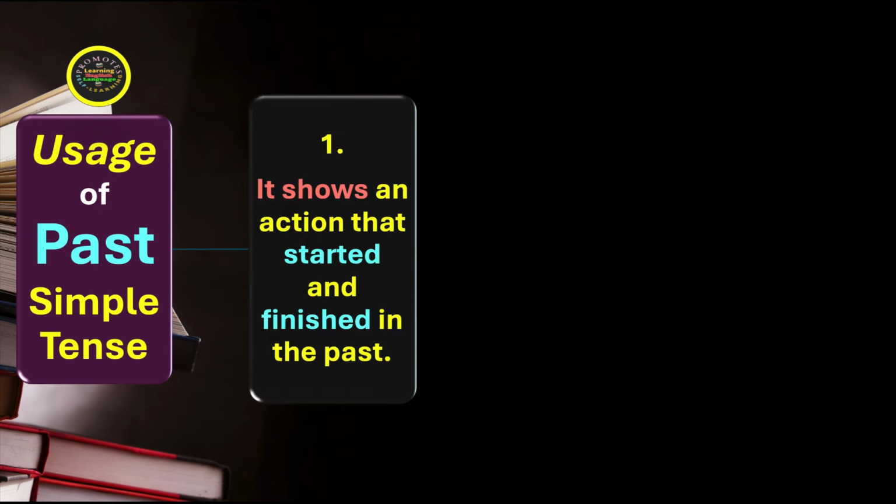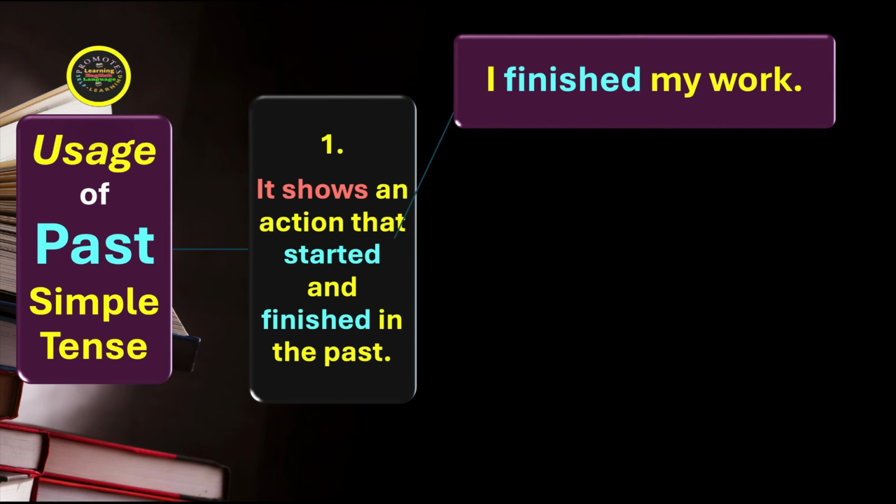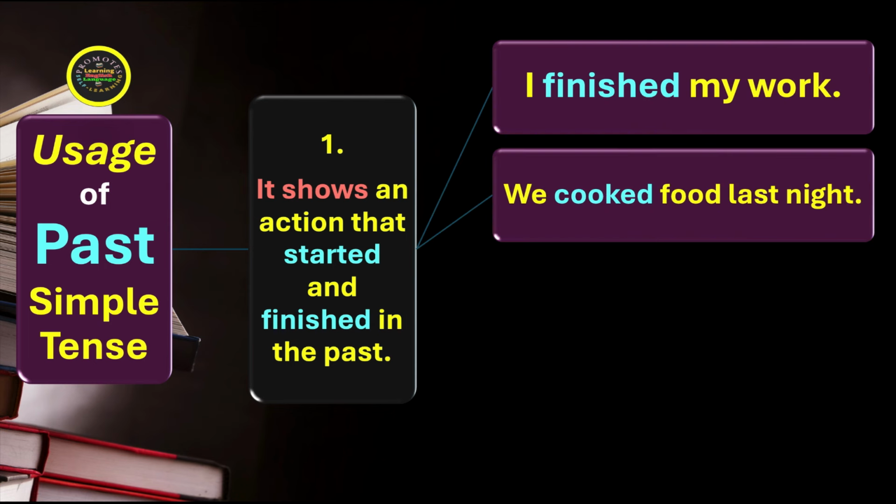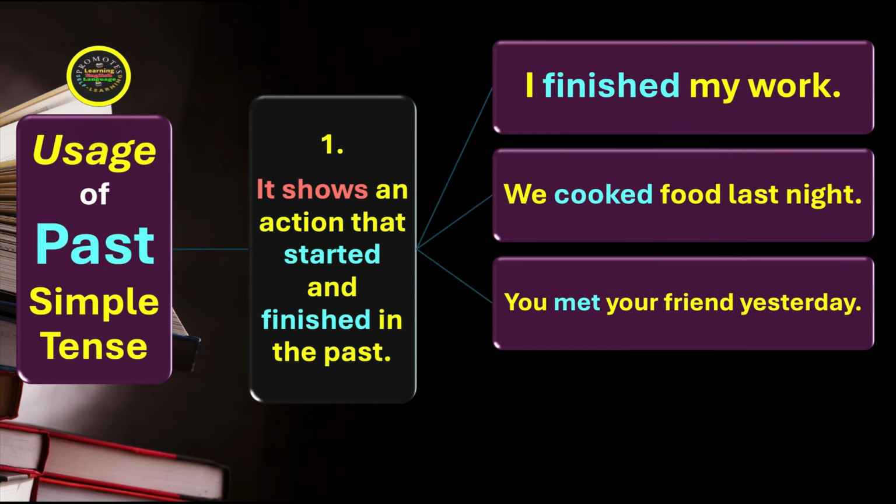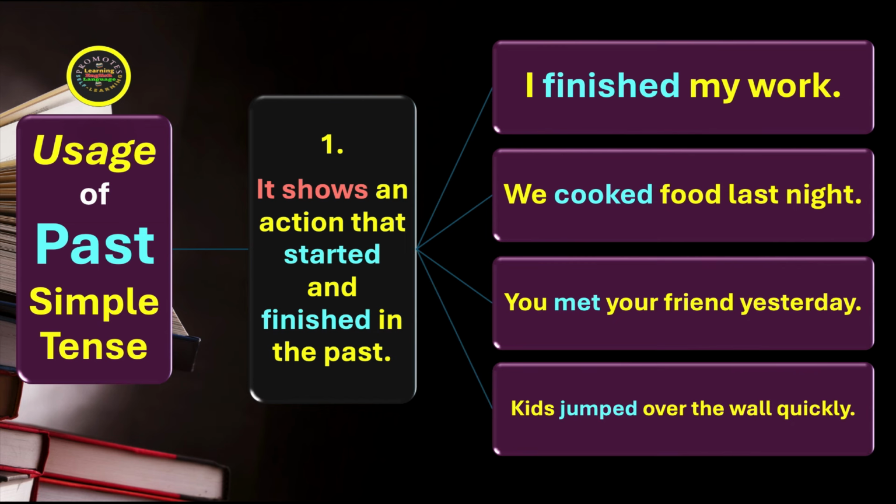Now, it's time to talk about the usage of past simple tense. The first point is, it shows an action that started and finished in the past. Examples: I finished my work. We cooked food last night. You met your friend yesterday. Kids jumped over the wall quickly. So the action started in the past and finished in the past.